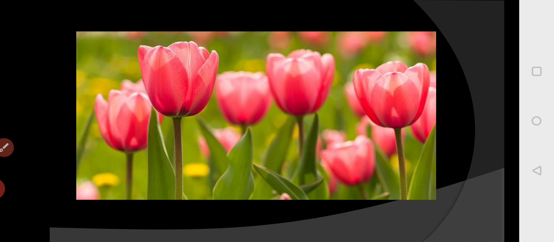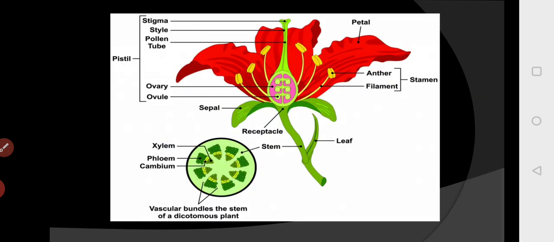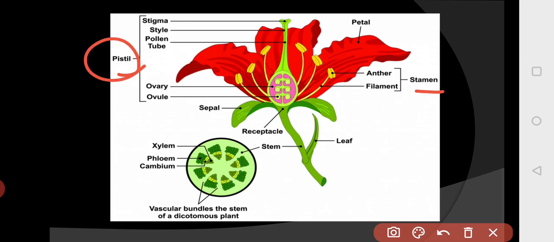Now these calyx and corolla are the non-essential, or we can say accessory whorls, the helping whorls, whereas the androecium and the gynoecium are the essential or reproductive whorls. The androecium is the male part and the gynoecium is the female part. See this picture. The androecium's individual unit is stamen and this is the gynoecium, which is also called pistil.